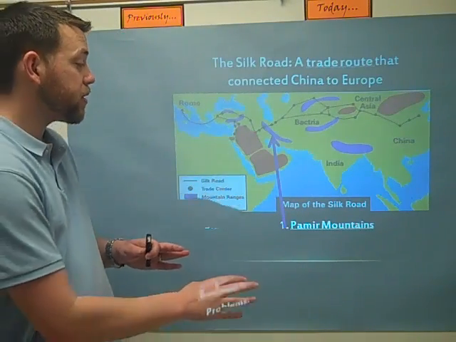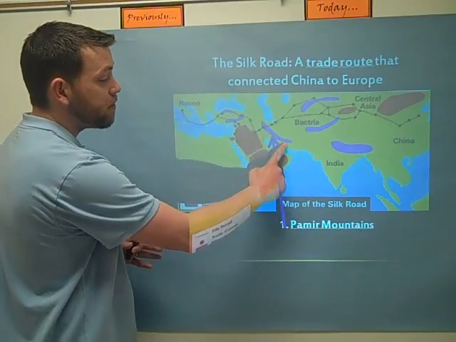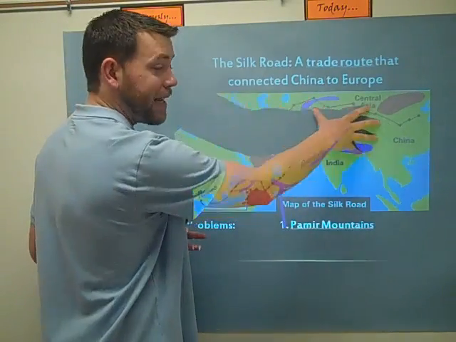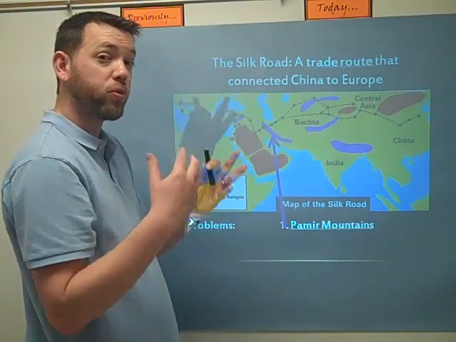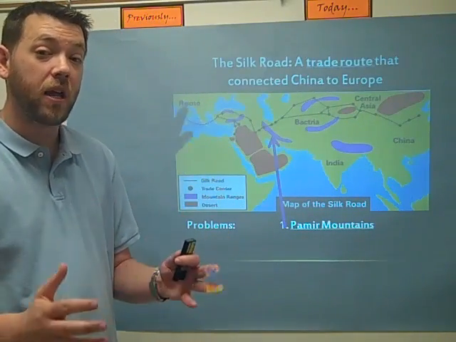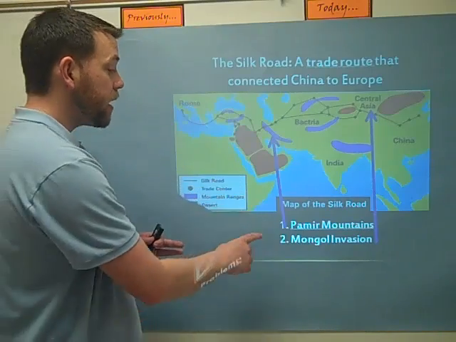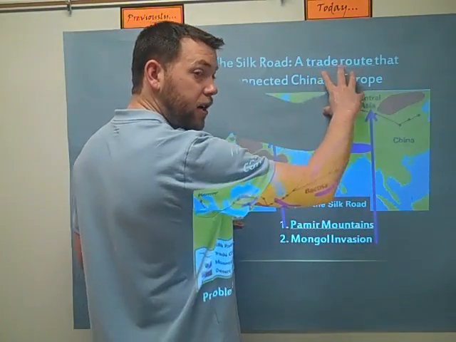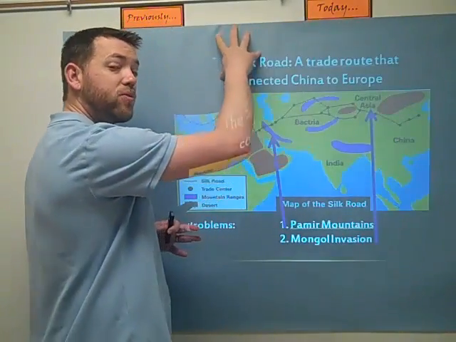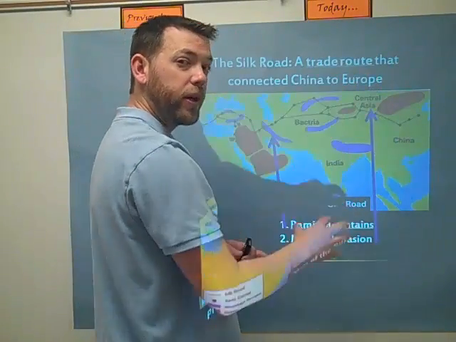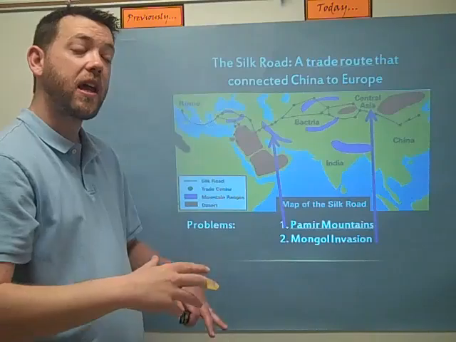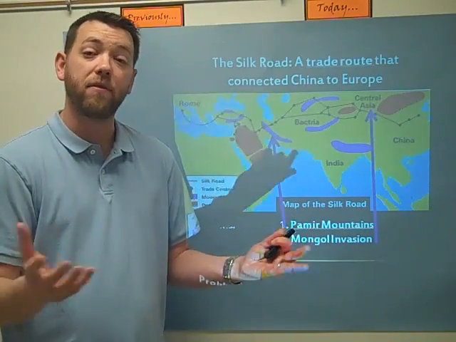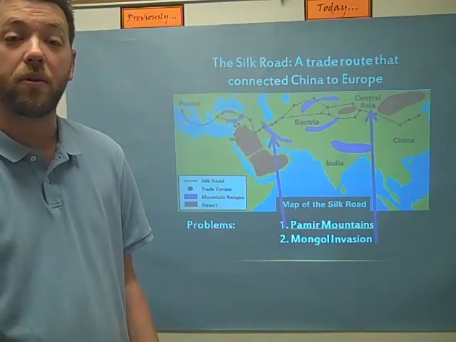The problems with this are the Pamir Mountains. This mountain range right here, between the Arabian Peninsula and the mainland of China, is really rugged, really steep and dangerous. Another problem is the Mongolian invasions up here. You remember, above China is the country of Mongolia, and then above that is Russia. But the Mongols were really ruthless people, and they would invade and steal and brutally hurt some of the travelers on this trade route.